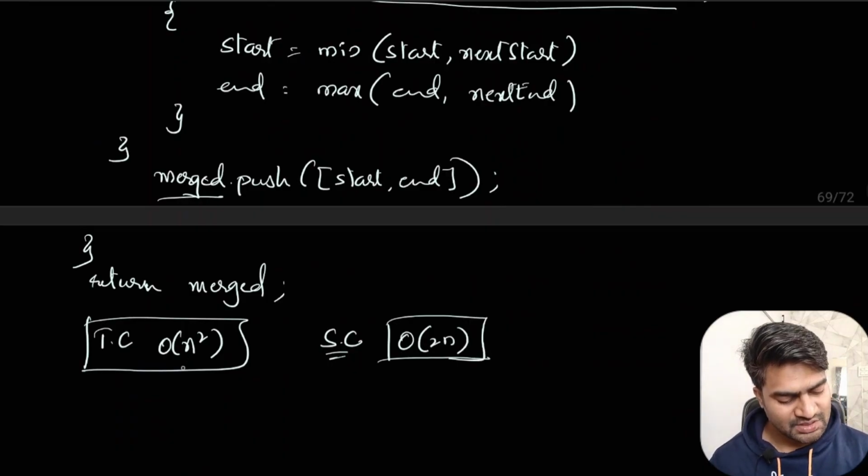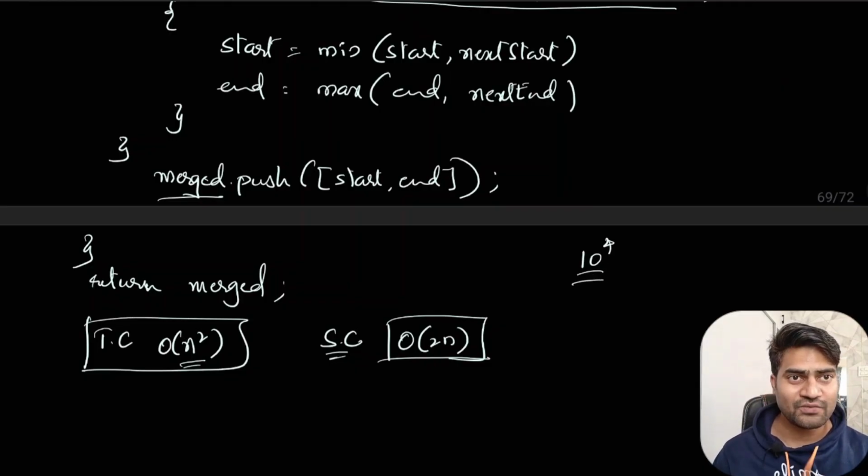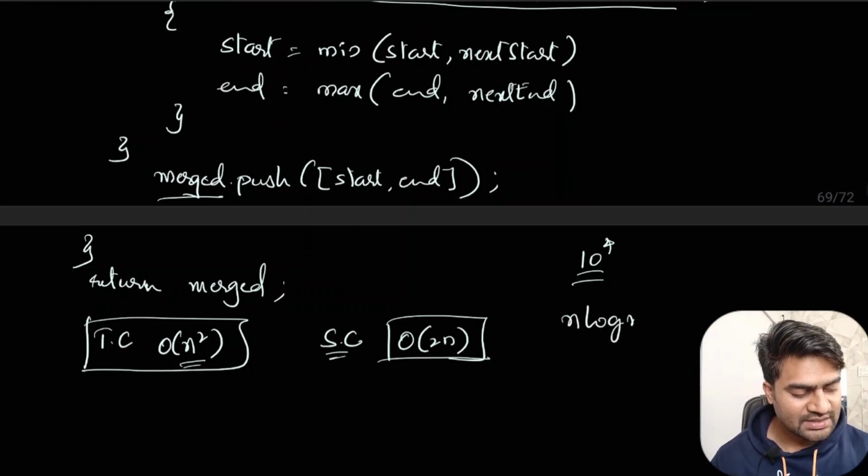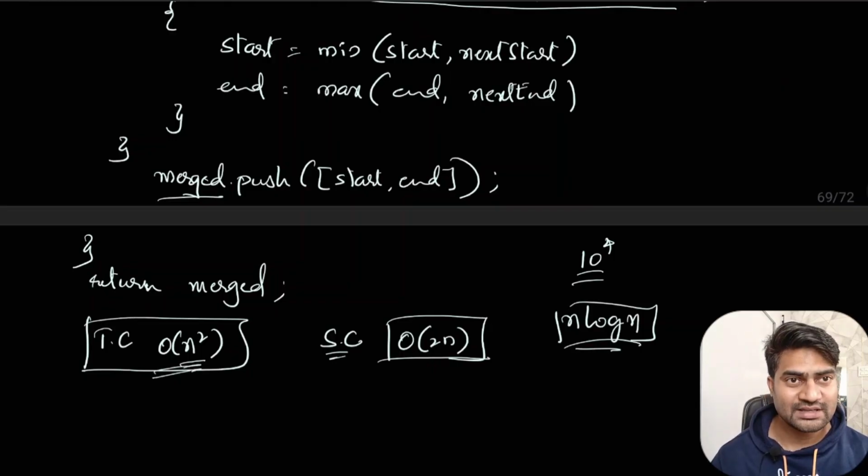Okay, so if you see, our input is of order 10 raised to 4. So it won't really accept our O of n square solution. It will give us TLE, correct? So we will have to improve this. This will mostly accept an n log n solution. So we will have to try to come up with the most optimal way in n log n. Let us see how to do that.